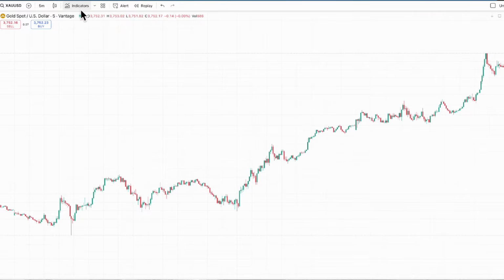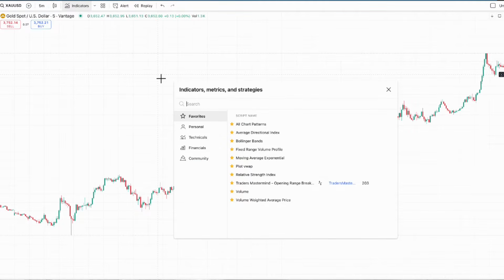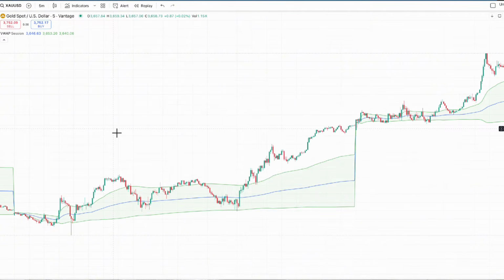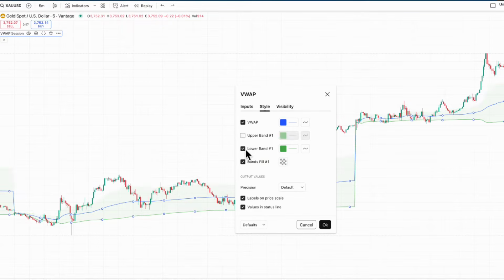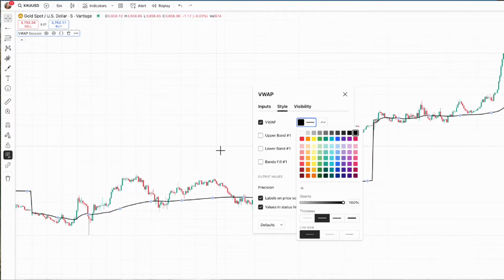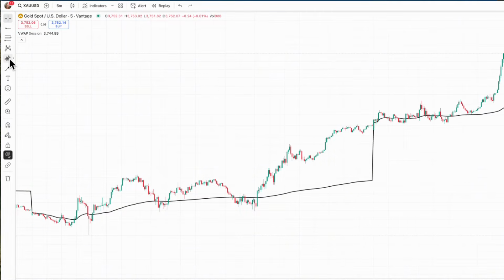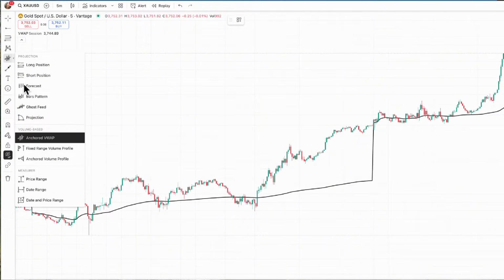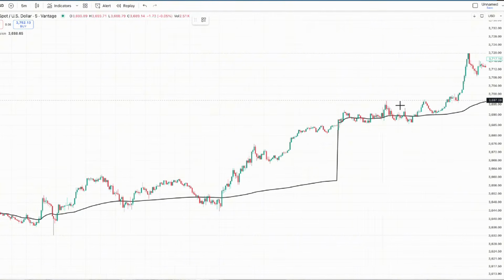So if we look at how to set up the chart, firstly, you're going to turn on the session VWAP, which resets daily. I often remove the bands on either side of the VWAP just because it helps me to see what's going on, and I make the VWAP black. Then if you want to set the anchored VWAP, you go to this tool here and you click on that, and then you can anchor it at any candle. So for example, I'm going to anchor it at the London Open.